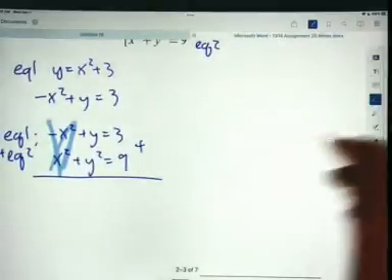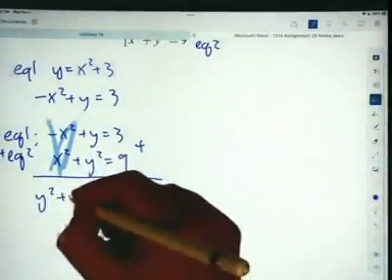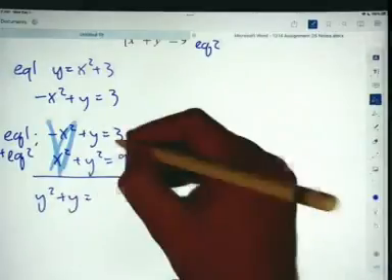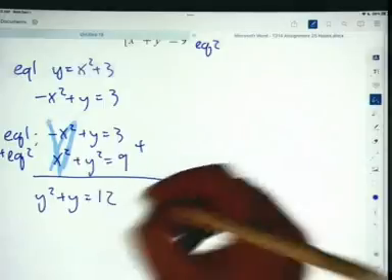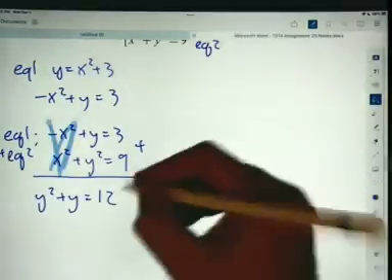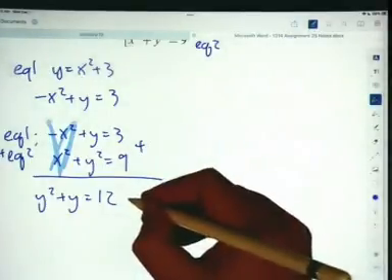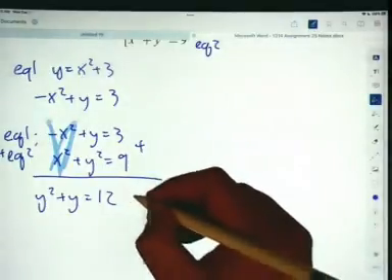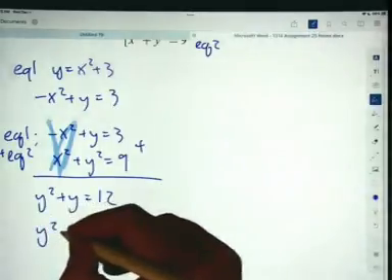Now I can't add y and y squared together, so all I can say is that I have y squared plus y is equal to 3 plus 9, which is 12. Now what do we have? We have a quadratic equation in terms of y. How do we solve quadratic equations? Well, we start off by setting them equal to 0.